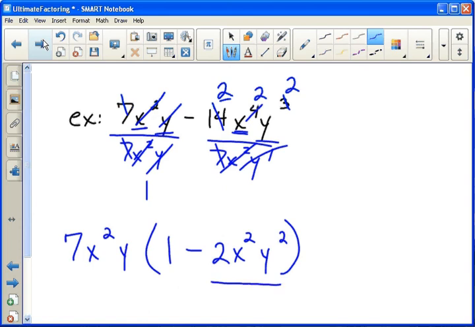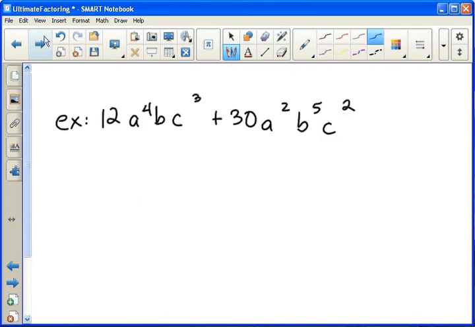Okay, next example. 12a to the 4th b c cubed plus 30a squared b to the 5th c squared. Again, it's important to think about the biggest term that can be factored out. So the greatest common factor. So first, think about the coefficients. Think about the numbers. What's the biggest number that 12 and 30 have in common?